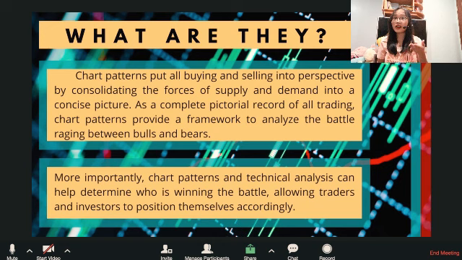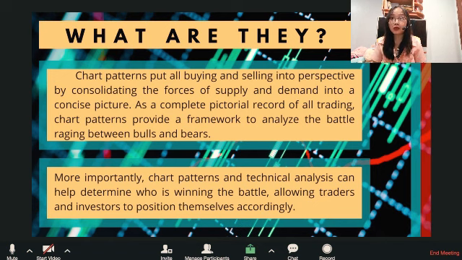As we all know, there are hundreds of thousands of market participants who are actually buying and selling securities for a wide variety of reasons, such as hope of gain, fear of loss, tax consequences, short covering, hedging, stop-loss triggers, fundamental analysis, technical analysis, and many more. Trying to figure out why these participants are definitely buying and selling can be a daunting process. That is why chart patterns put all the buying and selling into perspective by consolidating the forces of supply and demand into a concise picture.